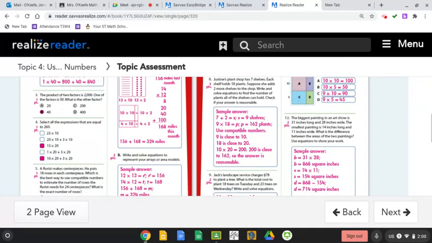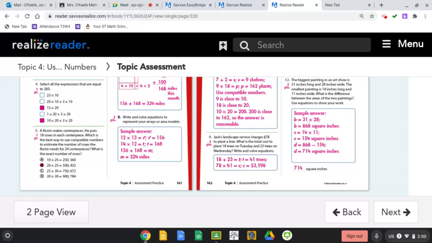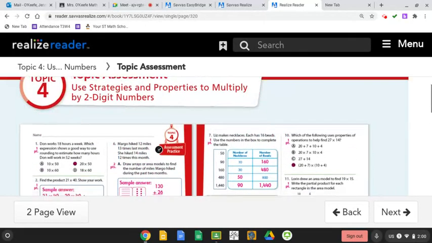Number 5, remember the compatible numbers, 24, changing it to 25. So if the original problem was 18 times 24, we would round 18 to 20. 24's compatible number would be 25. So we would have 500. And then the actual answer is 432.